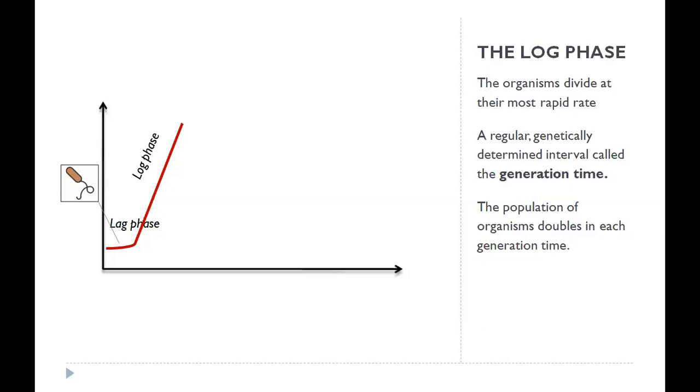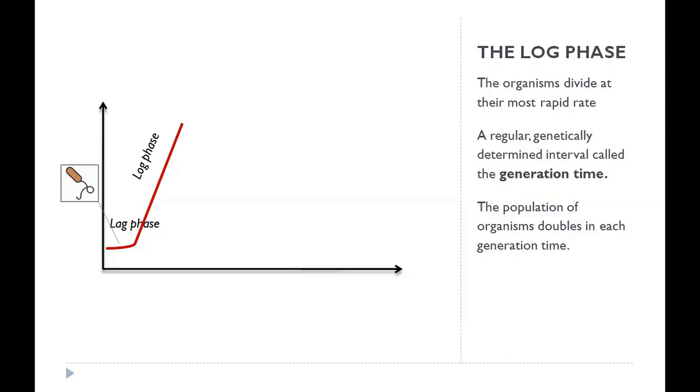The population of organisms doubles in each generation time. For example, suppose for E. coli the generation time is 2 minutes, and to start with, the population of E. coli was 2 cells. What will happen after 2 minutes? The E. coli will divide and the population will double. So after 2 minutes, the population will become 4. After 4 minutes, the population will become 8. After 6 minutes, 16. After 8 minutes, 32, and so on.